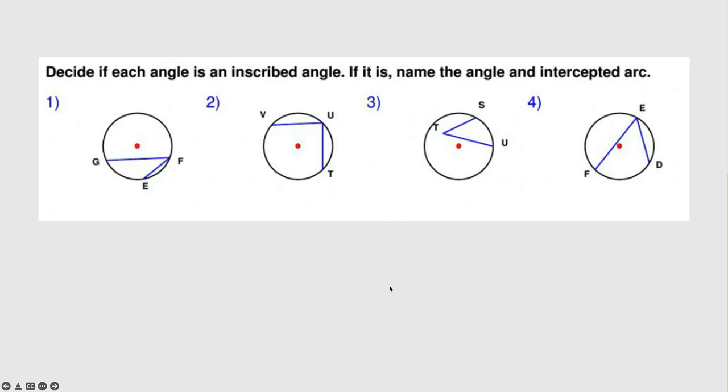Decide if each angle is an inscribed angle. If it is, name the angle and its intercepted arc. Just do the first one. Don't do all four yet.